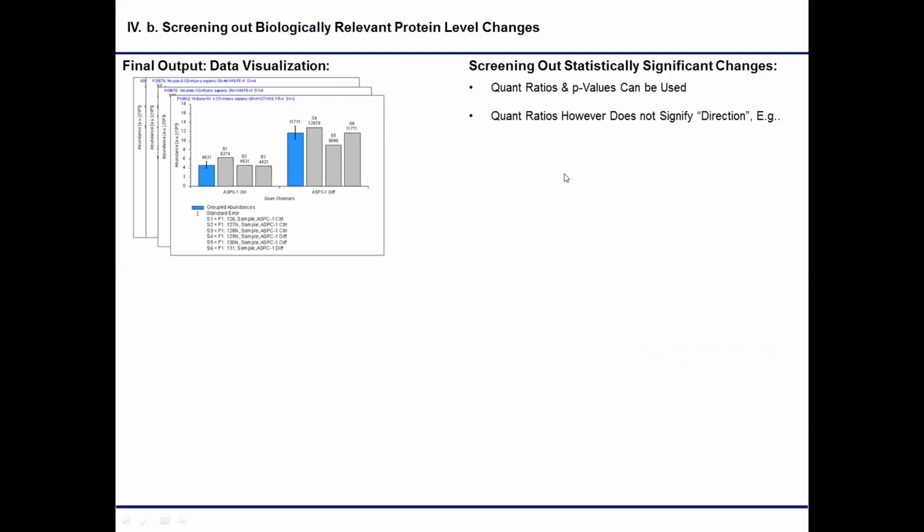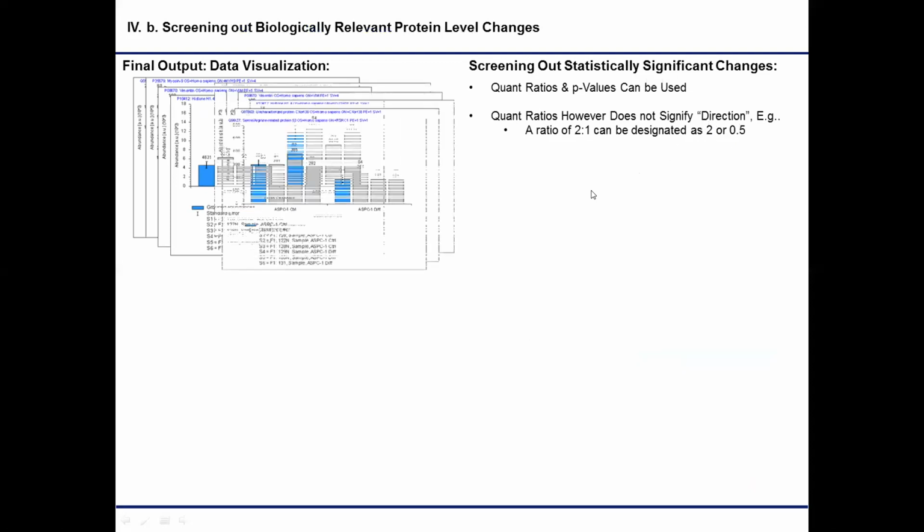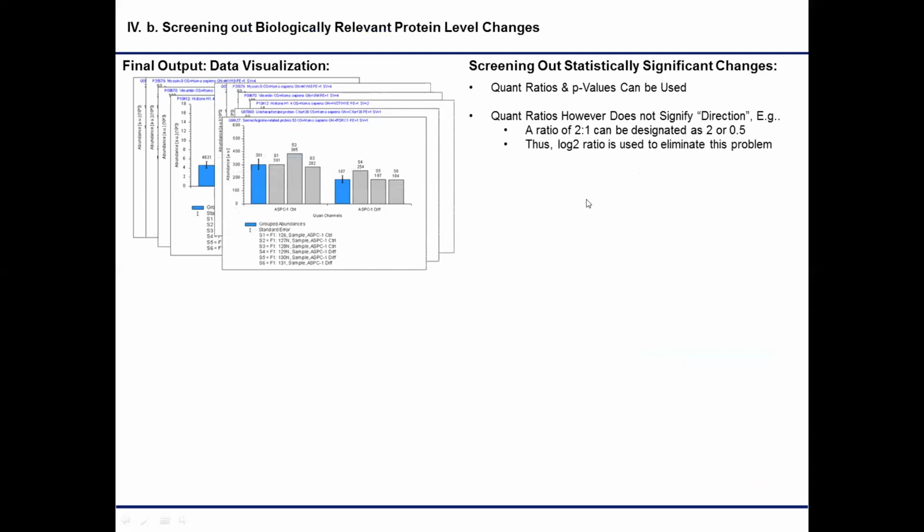I want to mention here, when you think of quantitative ratios, it does not signify the direction. That means, for instance, a ratio of 2 to 1 can be designated as 2 divided by 1, or 0.5. So the magnitude does not give you an understanding of the direction. So what people have done is they have gone for using log2 ratios to eliminate this problem, because the ratio is independent of the denominator and the numerator location.